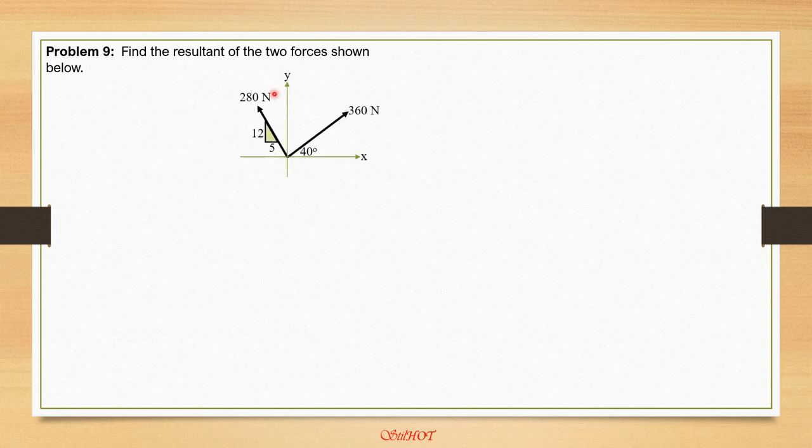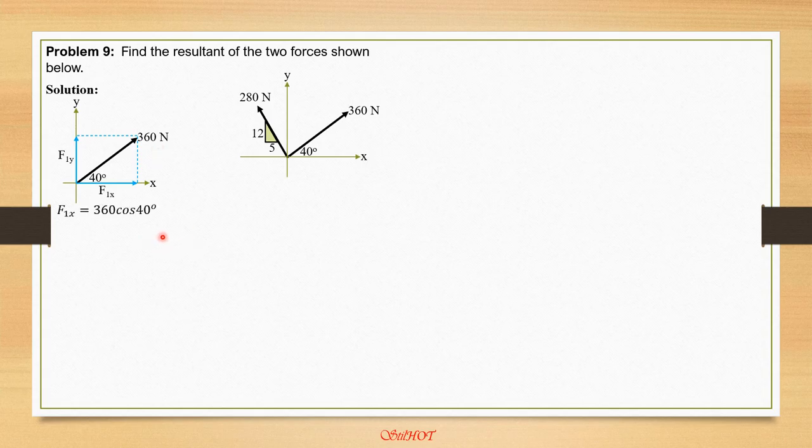So let's have examples applying the recent topic, which is the component method. Find the resultant of the two forces shown below. So let's express each force into its x and y components. For the first force, this is 360, and these are the components that form a parallelogram, which is a rectangle here. So F1x is 360 cosine of 40, positive, F1y is 360 sine of 40.